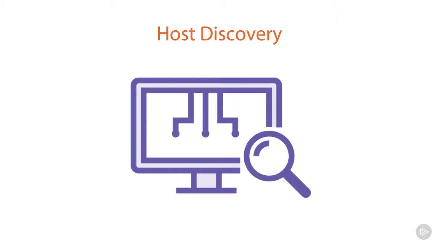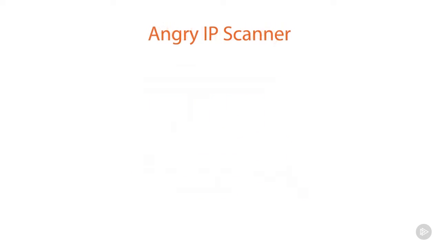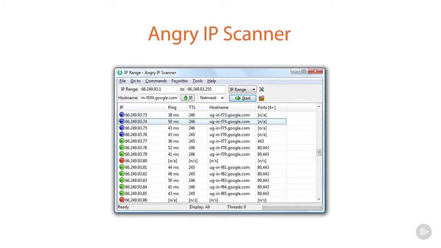So typically when we start the scanning process, we're going to go through what we refer to as host discovery, which is again detecting hosts that are live on the target network. Now, there are several tools that you can utilize. Some of them are GUI based, some of them are command line based. For example, I could use Angry IP Scanner as well as Nmap.